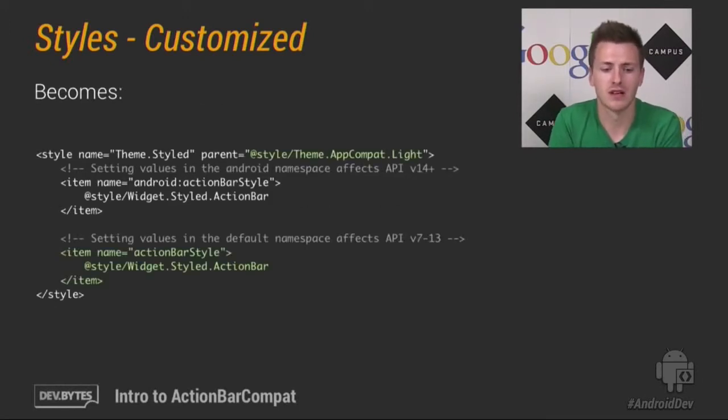So back to our scenario, Theme.Styled will become this. So rule number 1, it has to have an ActionBarCompat parent. So here we've changed it to Theme.ActionBar.Light. And then rule number 2, you have to double set each attribute. Now we've already set it in the Android namespace, as you can see. So we just need to copy that value and do it again in the default namespace, which is the second bit in green. So that's it with styles. As long as you follow those rules, you should be fine.